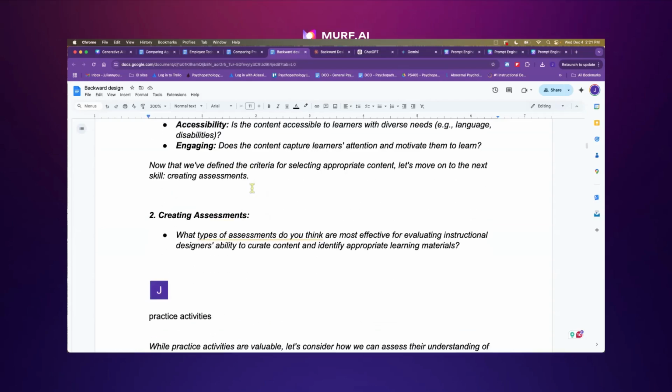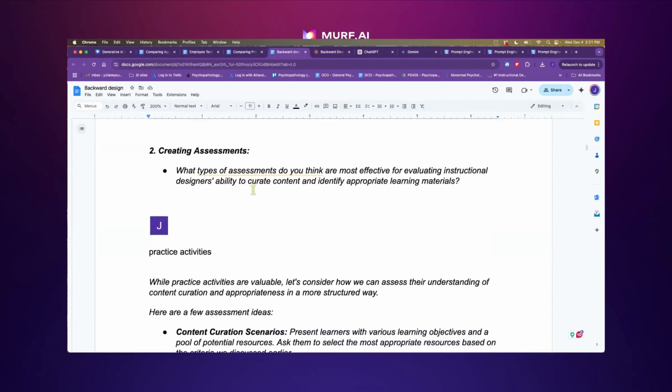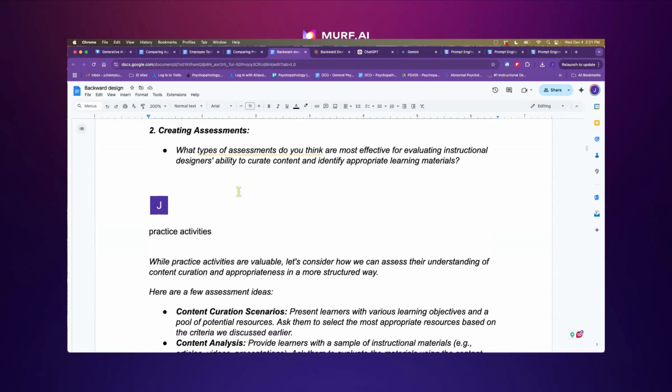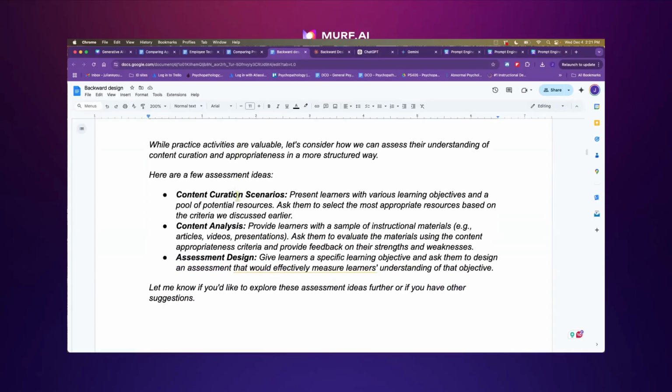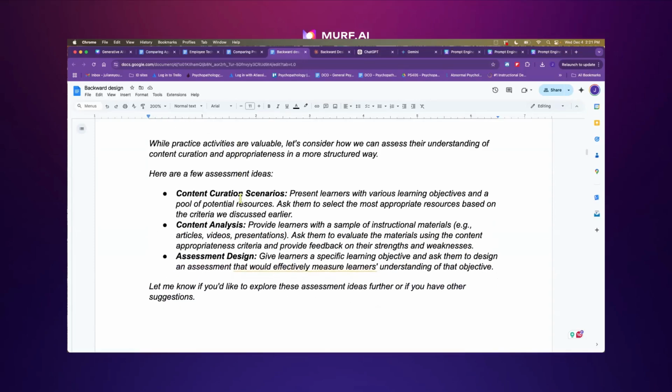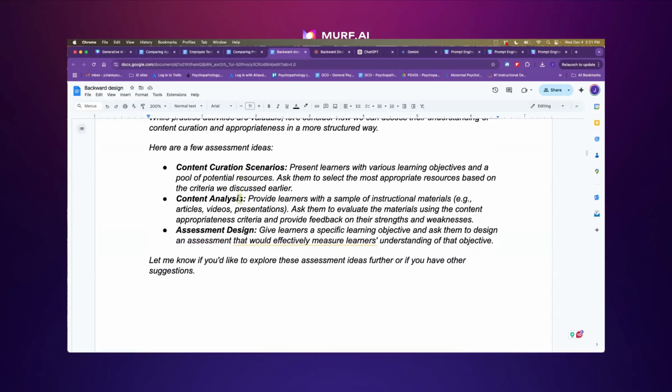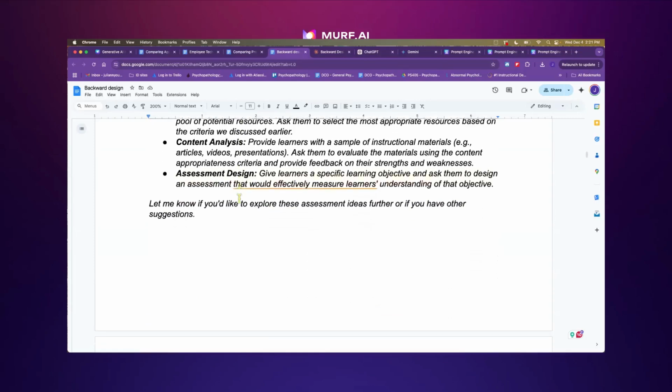In addition, now we need to talk about what type of assessments. If you think about backward design, we are now in step 2, okay? Because we're already thinking about how we are going to test this out. And I'm like, I think we should be doing practice activities. And it's like, yeah, that's a great idea. And it gives me some options. Here are a few assessment ideas.